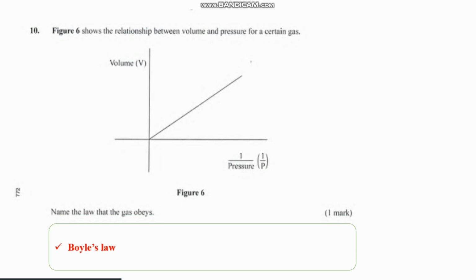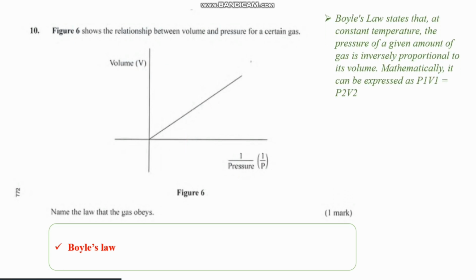This is Boyle's one. As you can see, this one is 1 divided by pressure. When you do a reciprocal, the graph becomes a straight line passing through the origin. However, if we have pressure here, we'll be having a graph that is coming from upwards here downwards to this point, and this one shows the inverse relationship between volume and pressure.